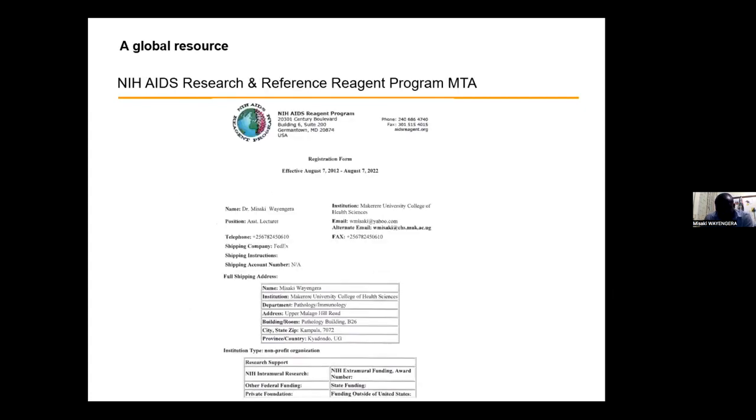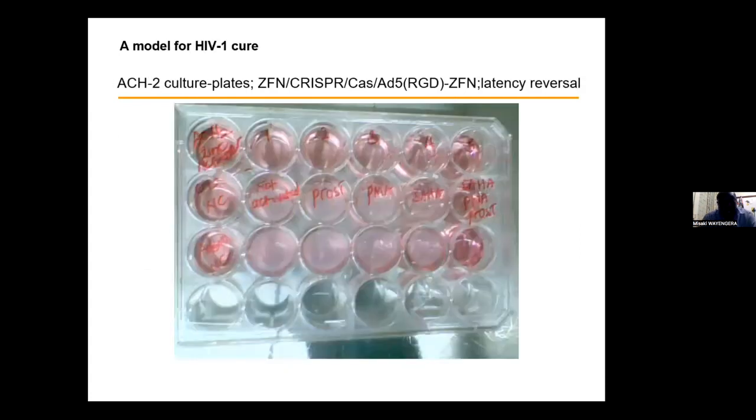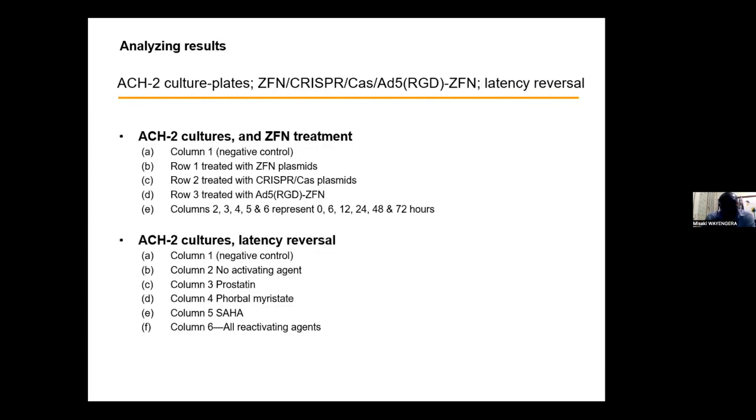So briefly, we obtained the contract, and I think our contract ended last year. The AIDS reagent program has been undergoing changes. We need to renew this, but this was a 10-year contract to acquire cell lines. So we cultured these cell lines on growth media, and then transfected them with either the zinc fingers or the CRISPR-Cas plasmids or the adenoviral vectors carrying the zinc fingers. The idea was to see whether we could reverse HIV latency.